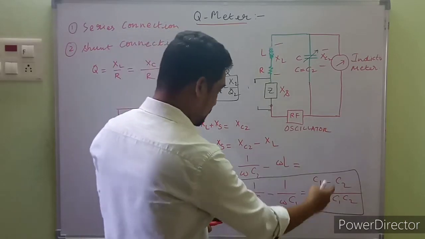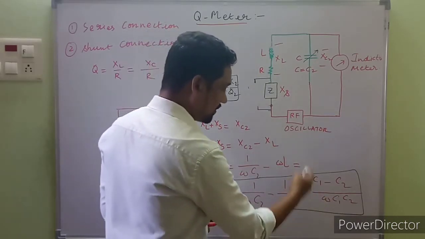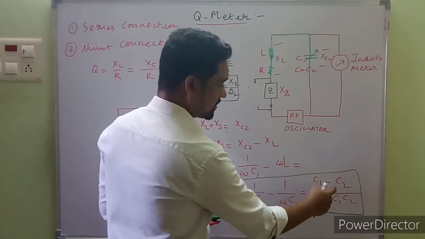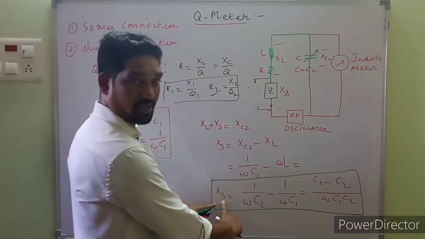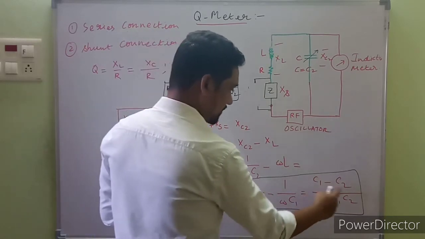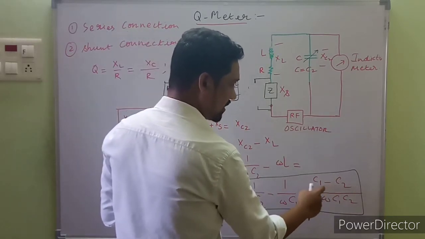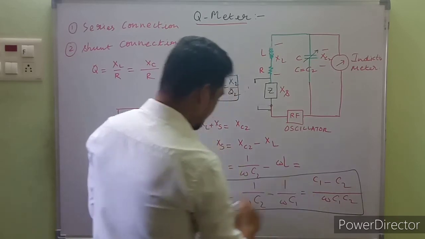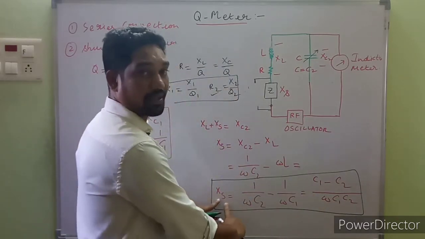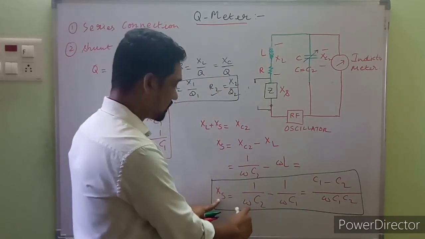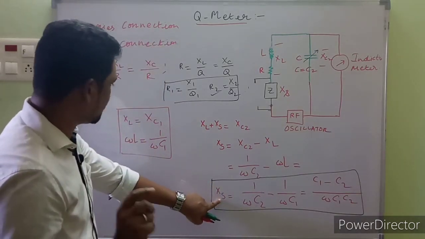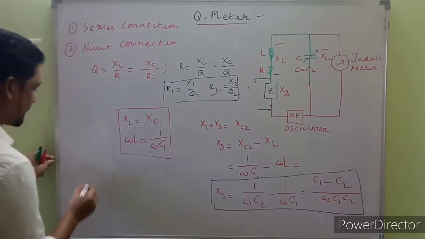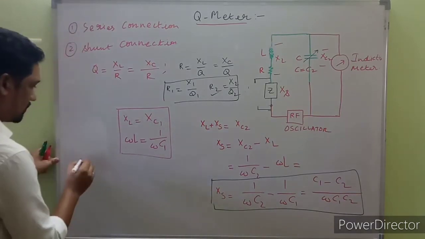From the above expression, if C1 is larger than C2, that becomes positive, and XS will be inductive impedance. And in the reverse case, C2 being larger than C1, this will be negative, and so XS will be capacitive impedance, right? If this is true, guys, even another equation is true. Here you have to focus on this one.